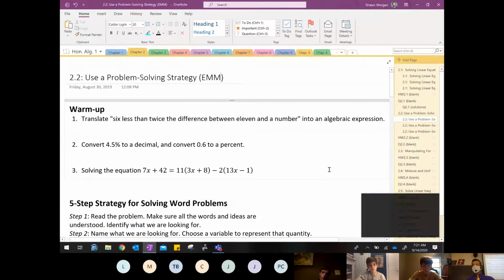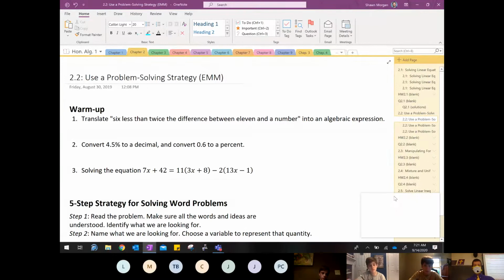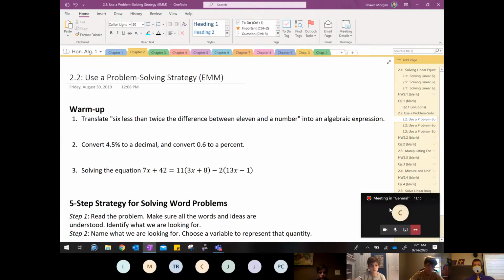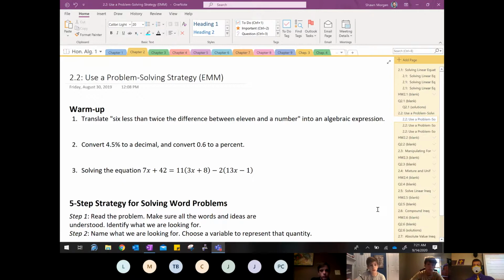All right, so three little warm-up questions for you today, guys. Once we get through these, we'll go over them and then start our new material. This is a good segue into today's lesson. Last week we talked about solving some equations. In the past, we've dealt with decimals and fractions and percents. This will be a good little review for us.